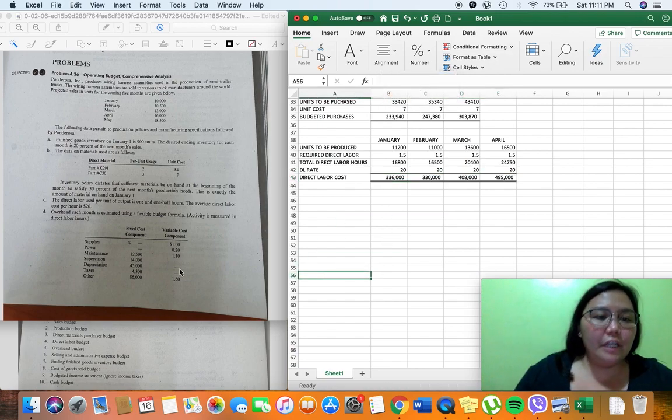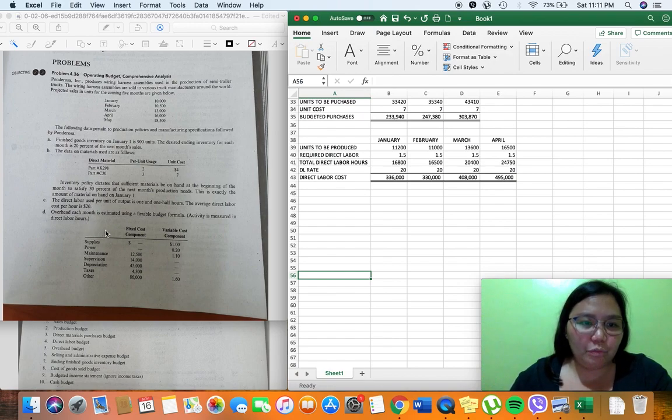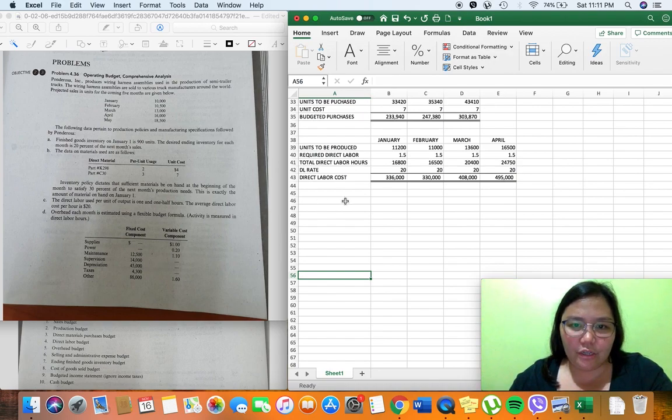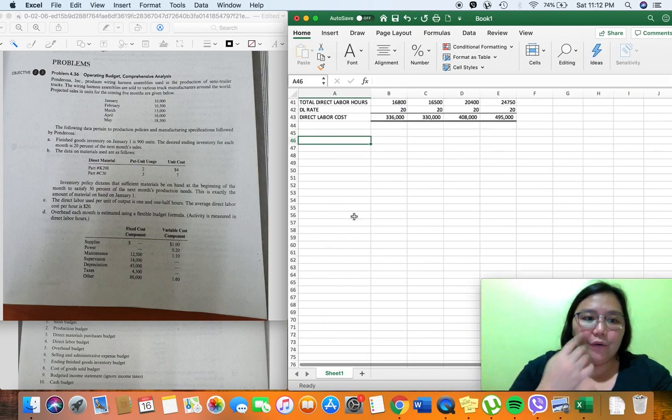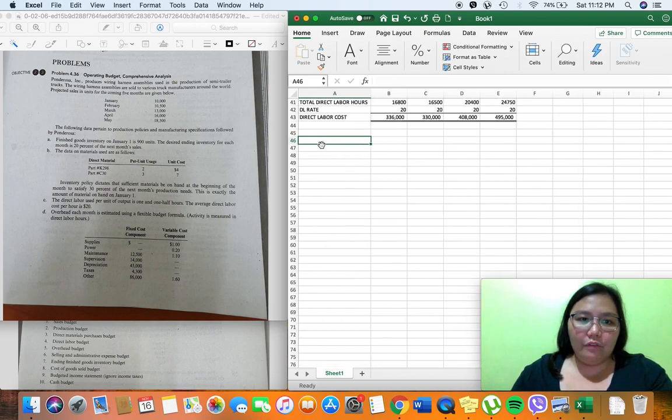Now, for the overhead budget. As mentioned in the problem, overhead each month is estimated using a flexible budget formula, and the activity is measured in direct labor hours. So what I will do here is summarize first, or copy whatever is written in the book or whatever is given in the book.